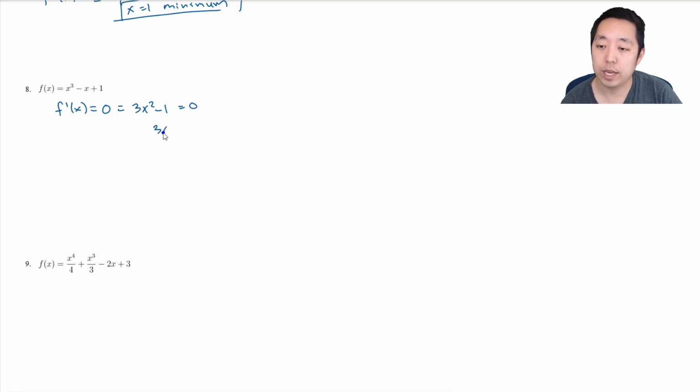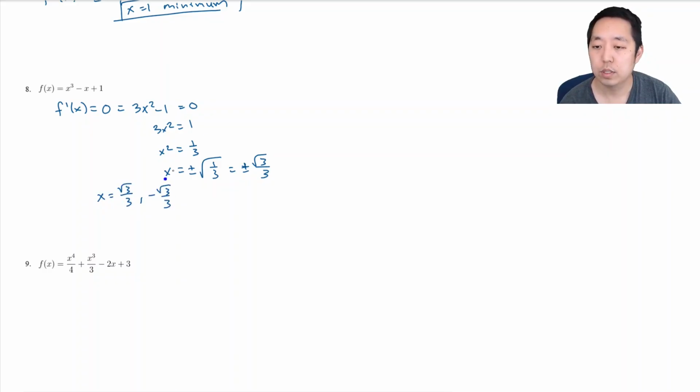So that means 3x squared is equal to 1, x squared is equal to 1/3, x is equal to plus or minus root 1 over 3. That's equal to plus or minus root 3 over 3. Just to rationalize the denominator, if you wanted to just do that. Okay, so I have those two possibilities. So I have x is equal to positive root 3 over 3 and negative root 3 over 3. So now I need to compute the second derivative. Second derivative would be 6x.